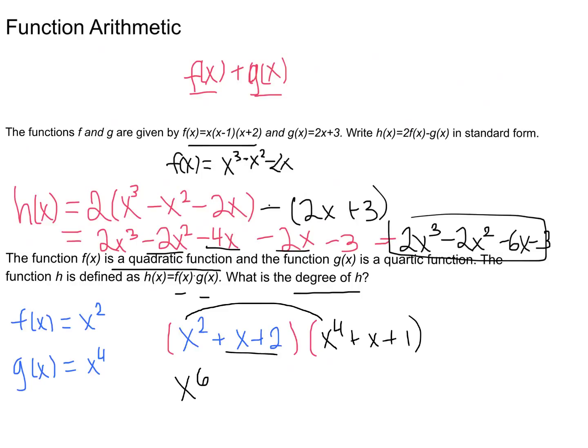So no matter what the other stuff that's going on here with f and g, when I multiply them together, the degree is going to come from those two largest exponents, and so the degree of h is going to be 6.